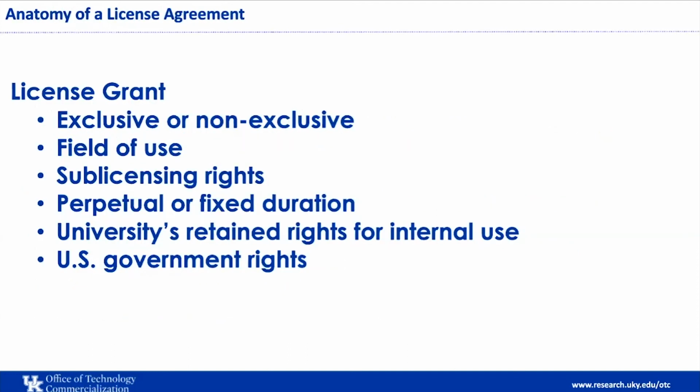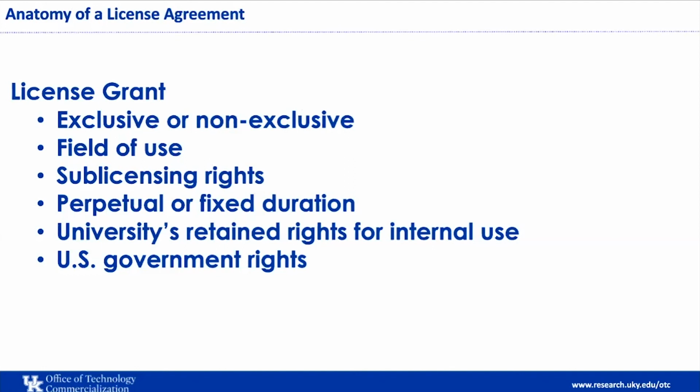So moving on to anatomy of a license agreement, obviously we'll want to include some language to describe with some clarity and specificity the license grant. Is it exclusive or non-exclusive? Certain technologies, such as software to be used for internal purposes, lend themselves to non-exclusive licensing arrangements. Others, again, that require large investment to get to market, will be exclusive licenses.